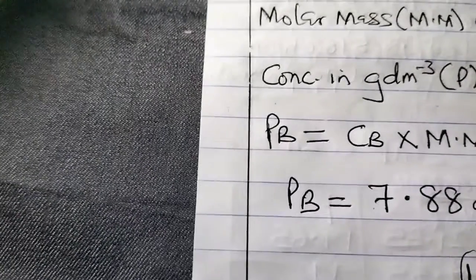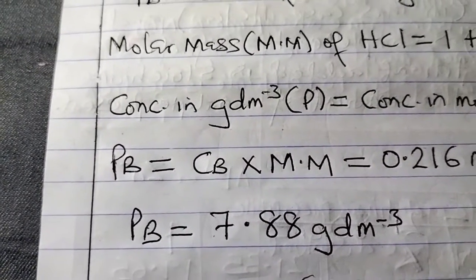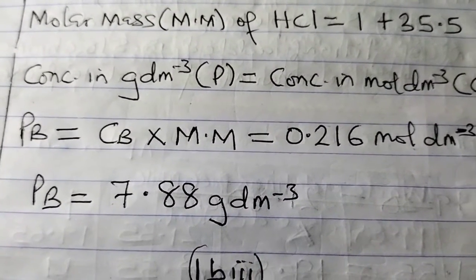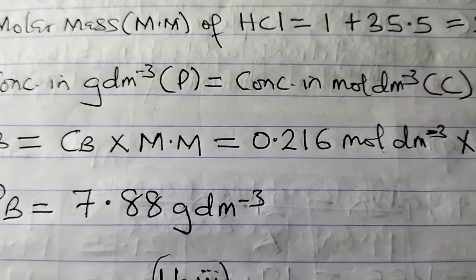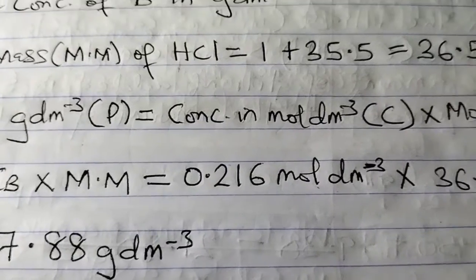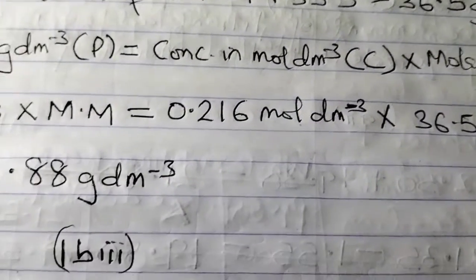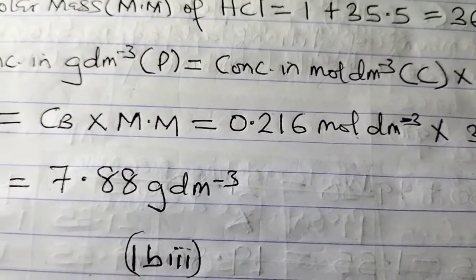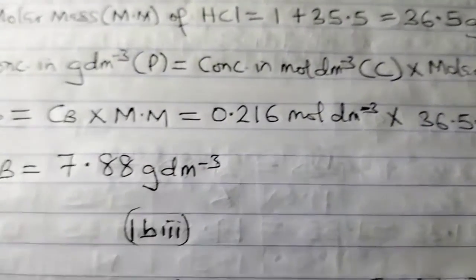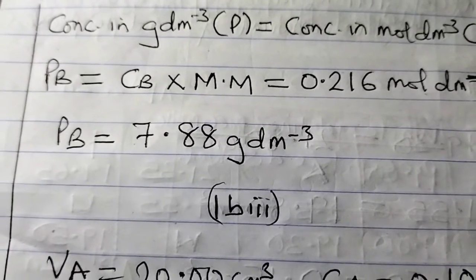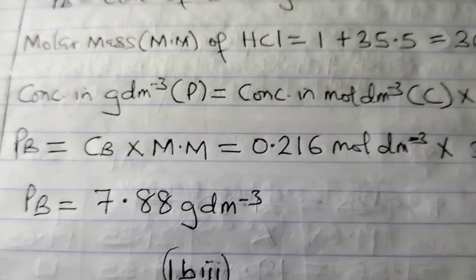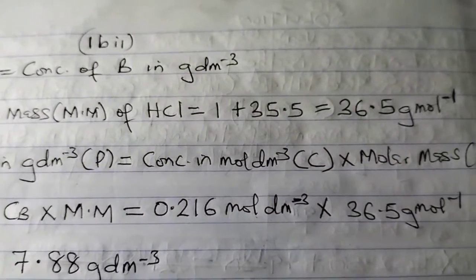P, or rho, for B equals CB, the concentration in mole per dm cube, times molar mass. The value of our CB was calculated before in the previous question as 0.216, and the molar mass of HCl is 36.5. So when we apply the values, 0.216 times 36.5, we now get 7.88 gram per dm cube as the concentration of B in gram per dm cube.